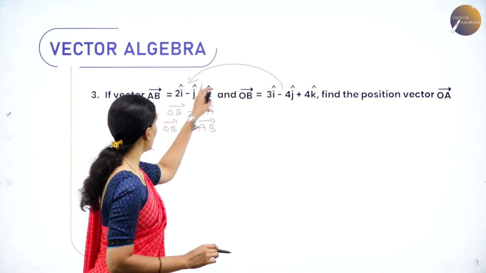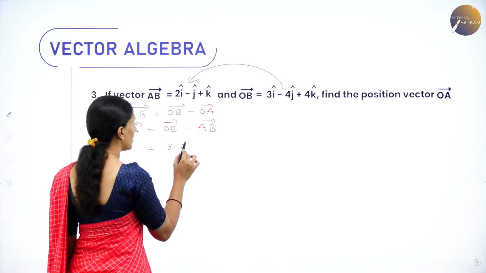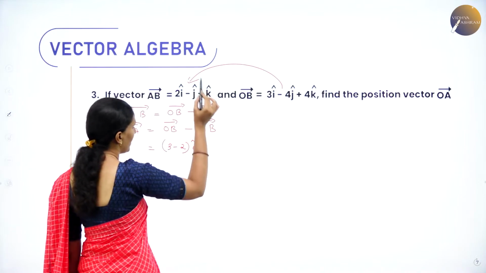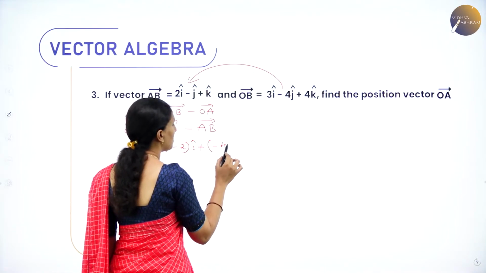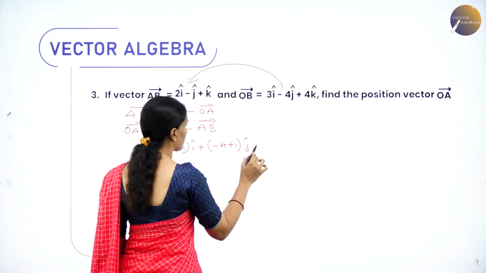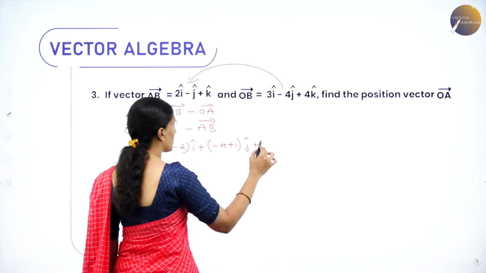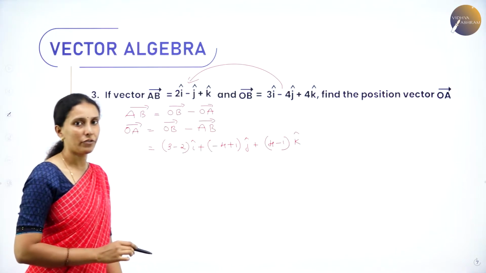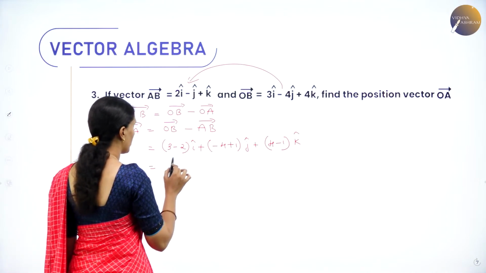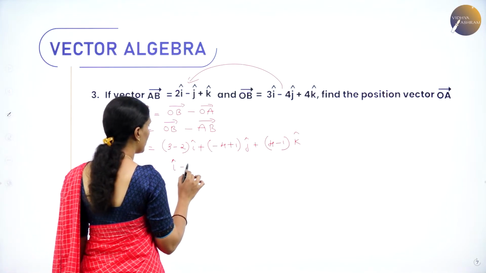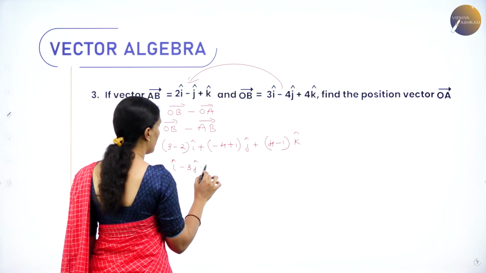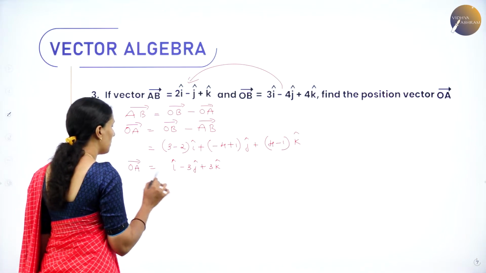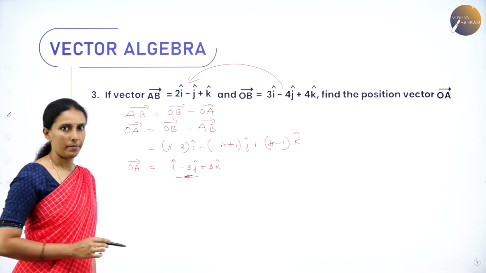OB is 3i minus 2i. I can write it as 3 minus 2 i plus minus 4 minus of minus 1 becomes plus 1 j plus 4 minus 1 k. Just subtract the components of the vector, you will get the resultant vector. So now I have i minus 3j plus 3k. So this is the position vector of point A.